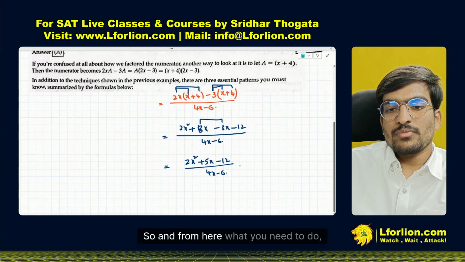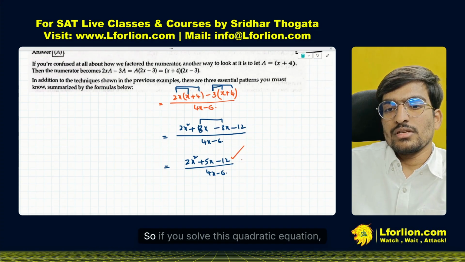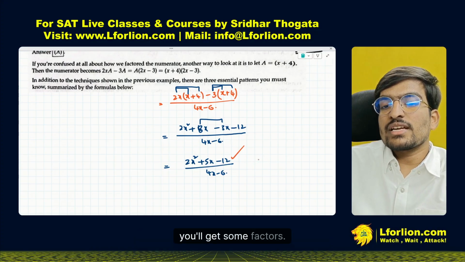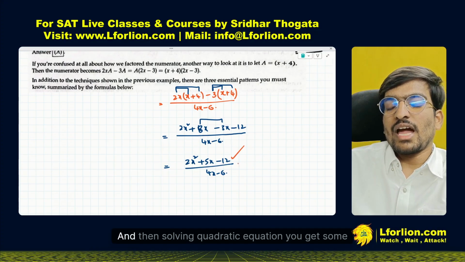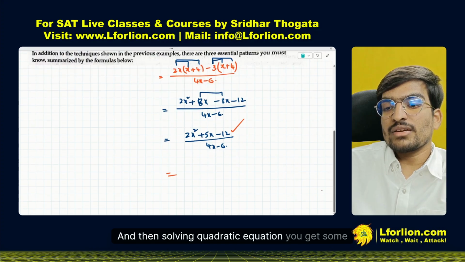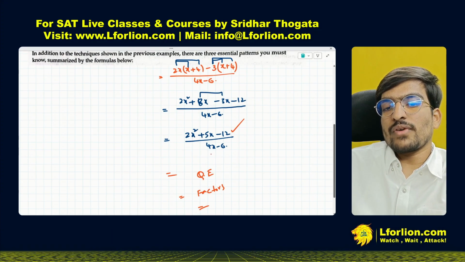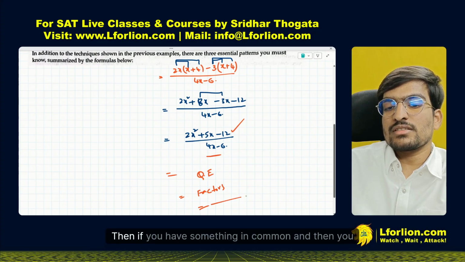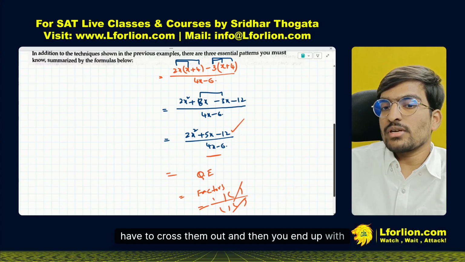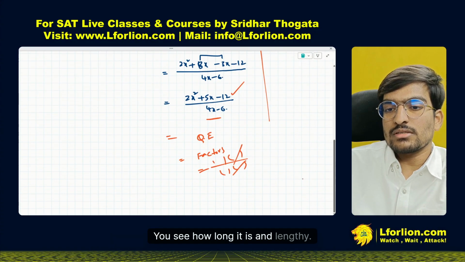So from here what you need to do, you have to solve this quadratic equation. So if you solve this quadratic equation, you will get some factors, and then you have to solve those factors. You see the denominators and numerators, then if you have something in common, you have to cross them out, and then you end up with the answer. You see how long and lengthy it is.